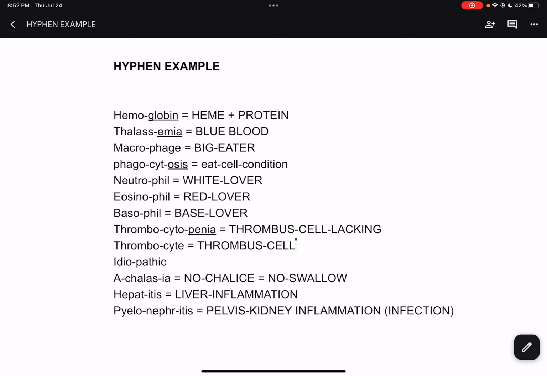Yeah, but that's done by coag factors, which are proteins, not cells. So that's why thrombocyte is referring to platelets. It's not referring to coag factors. It probably doesn't make sense if you don't already know it, but just for example.